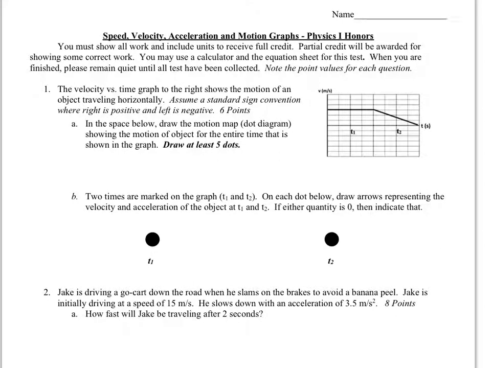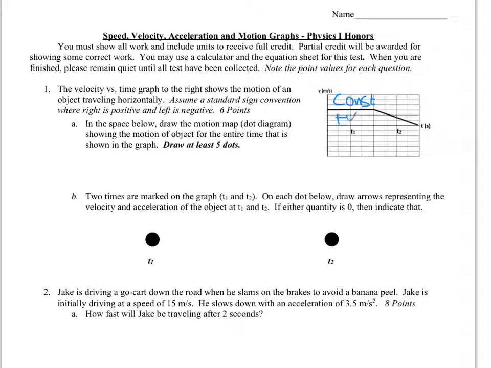All right, so for this first problem, I'm just going to think about what kind of motion we see here with this graph. Initially, a horizontal line on a velocity graph indicates constant velocity, constant positive velocity because we are above the x-axis here.